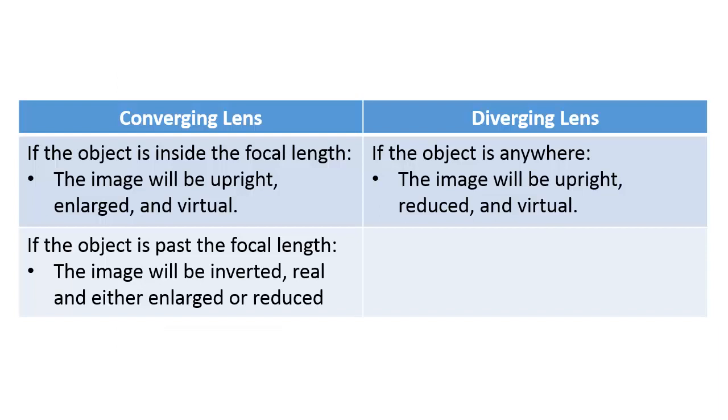All right, let's see if we can't recap this. For a converging lens, if the object's inside the focal length, the image will be upright, enlarged, and virtual. If the object's past the focal length, the image will be inverted, real, and either enlarged or reduced. For a diverging lens, if the object is anywhere, the image will be upright, reduced, and virtual.